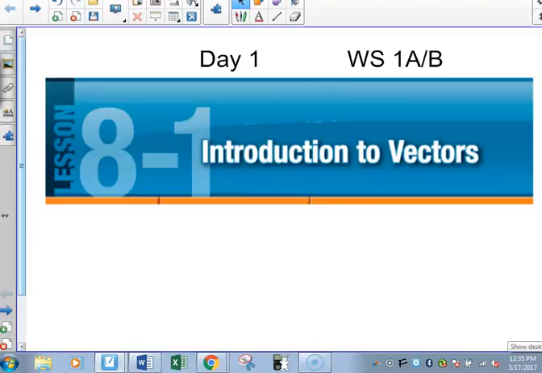This is the first worksheet in your new packet. Everybody good?